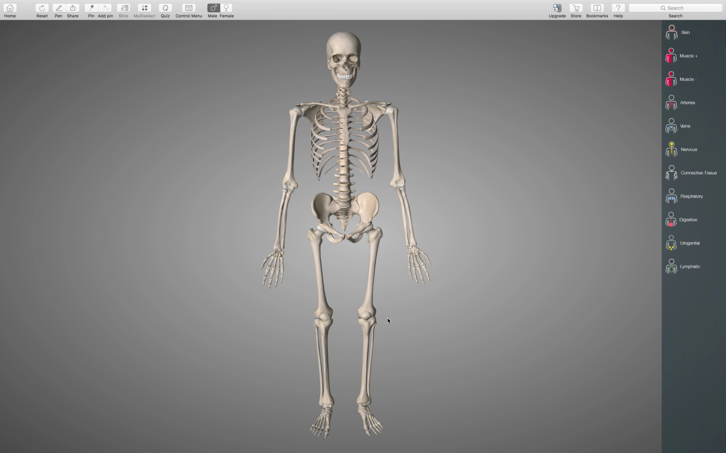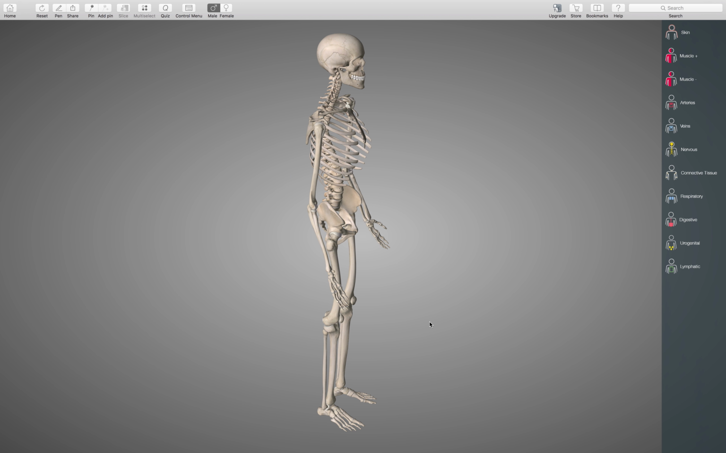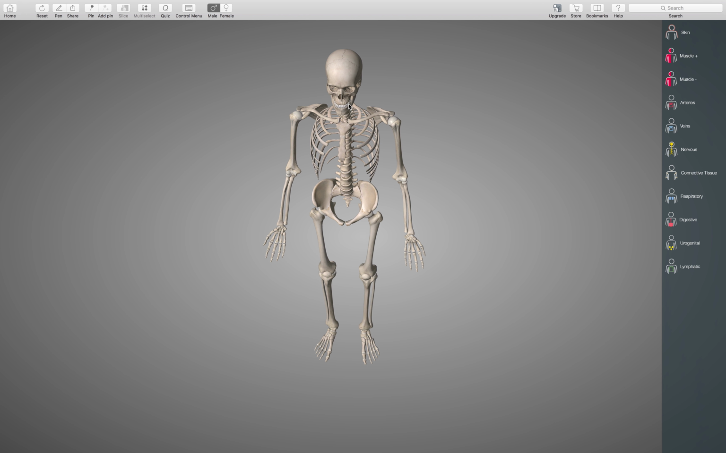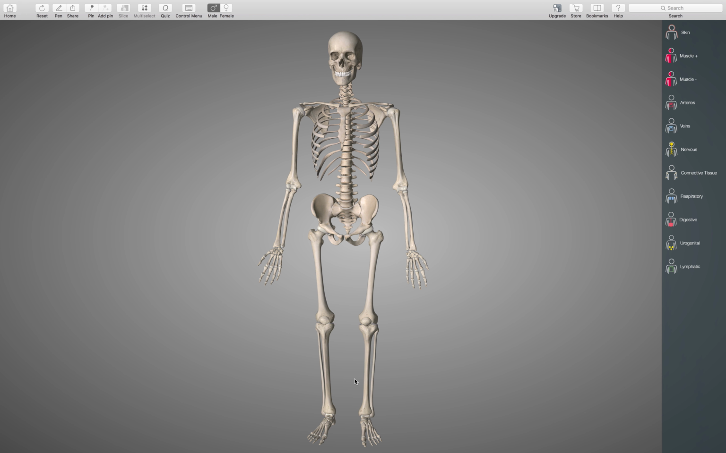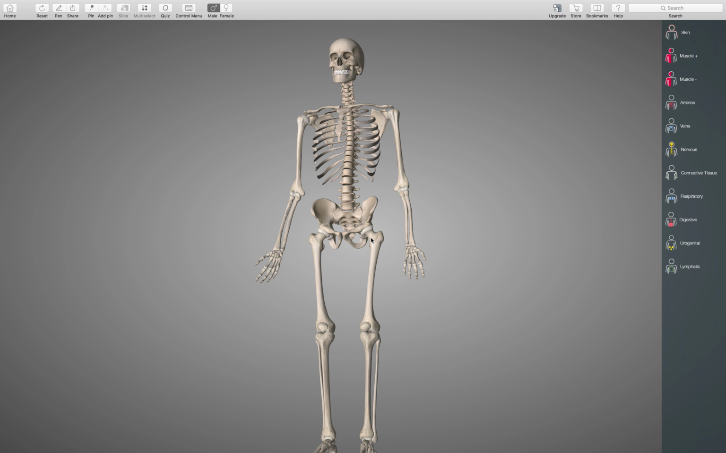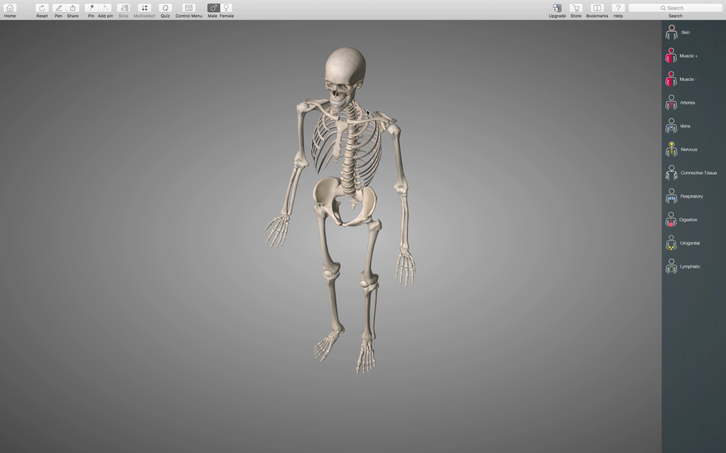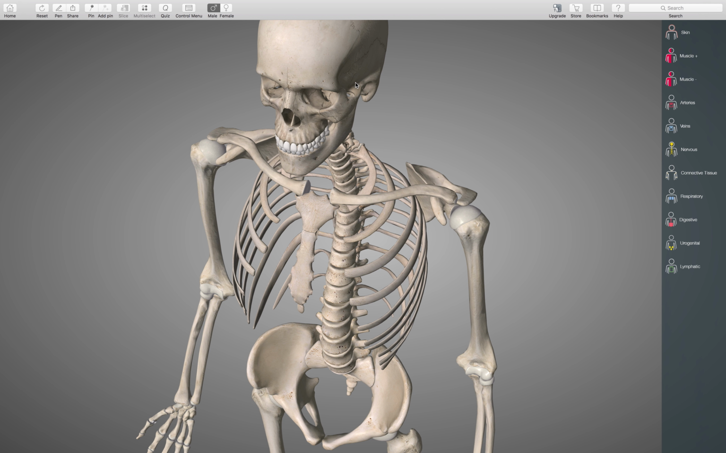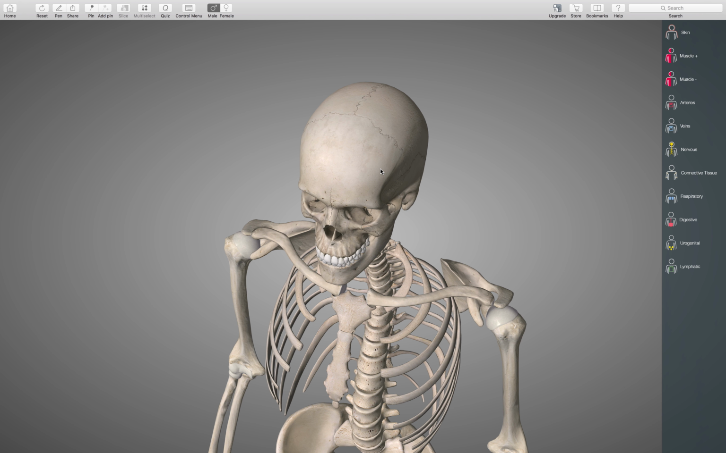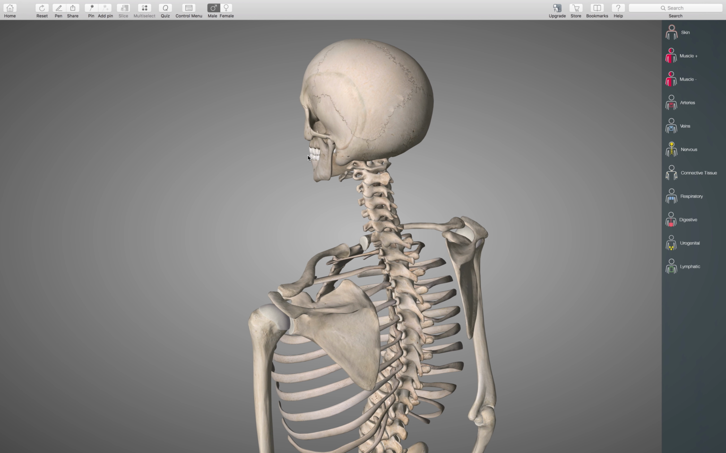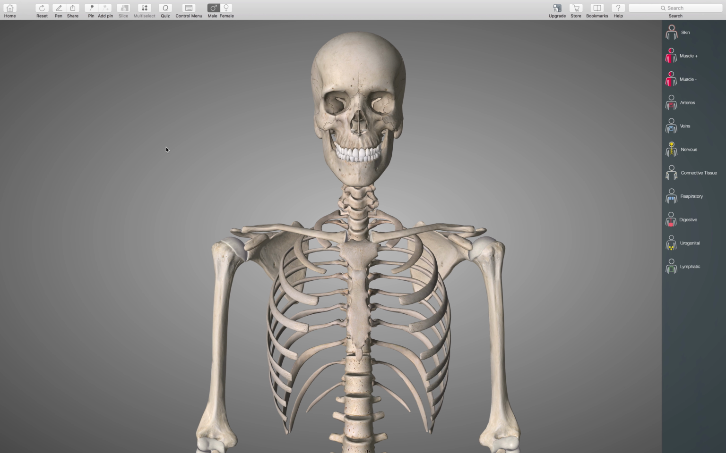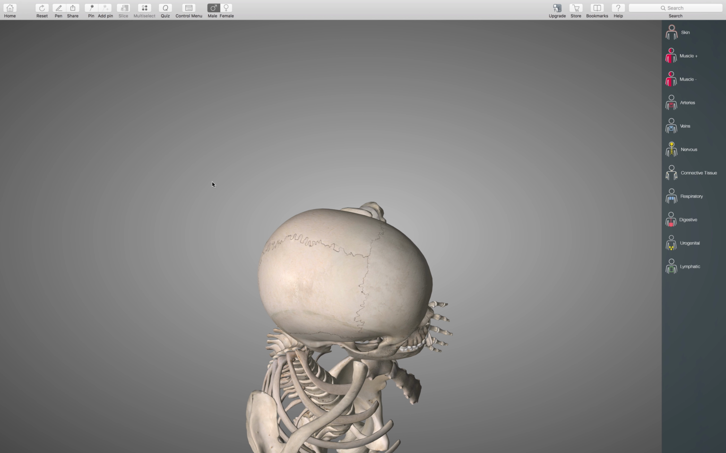This video will introduce the skeleton system from the skull to the toes. So first we should zoom in on the skull. The skull is composed of some fused bones.